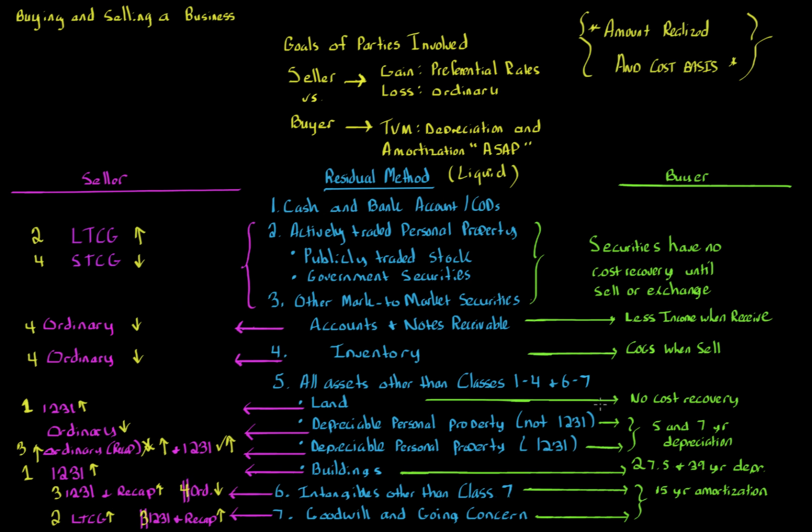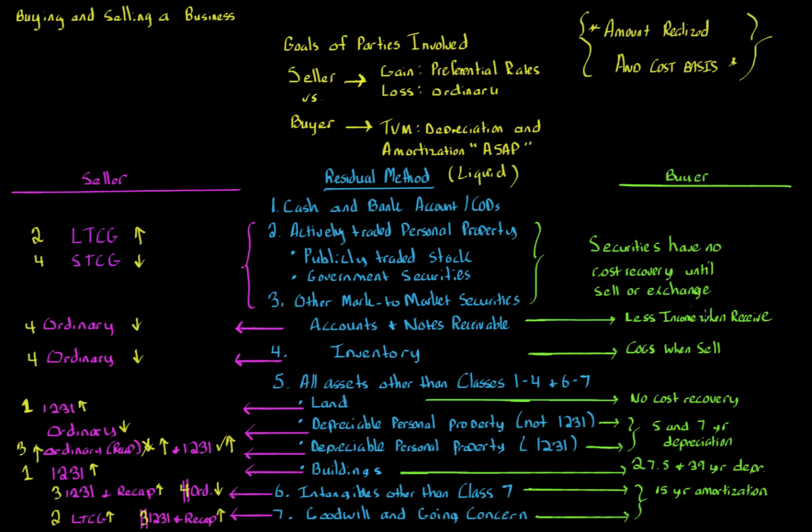All right, so finally, let's talk about the buyer. So the buyer wants to, again, time value of money, wants to depreciate and amortize as soon as possible or take cost recovery. So when we go through these items, the securities, so these are class 2 and class 3 securities. Securities have no cost recovery until you sell or exchange.